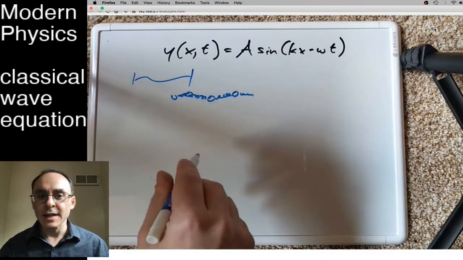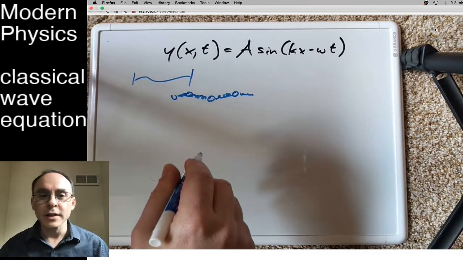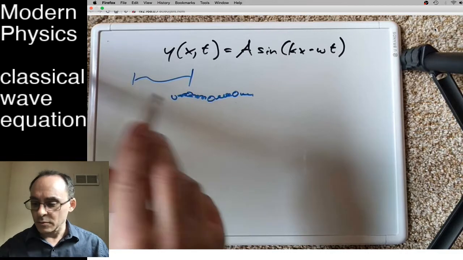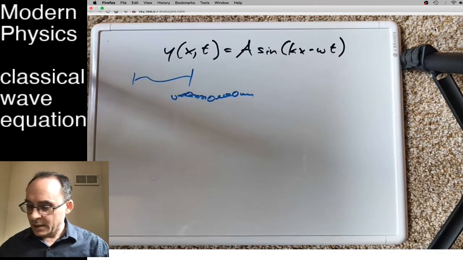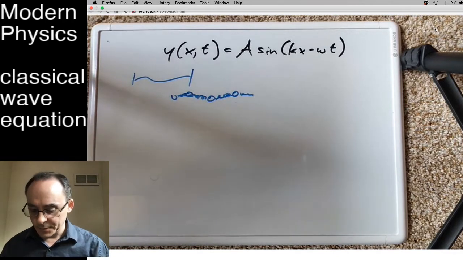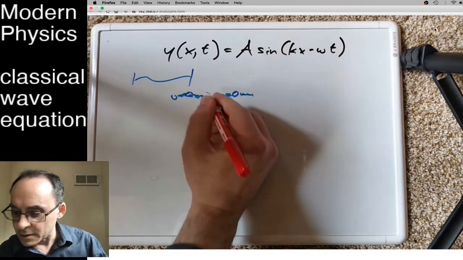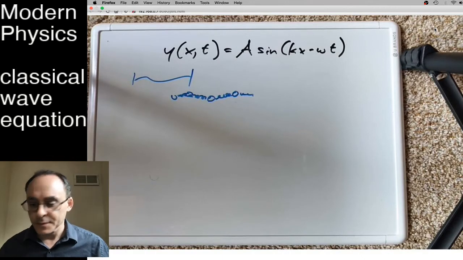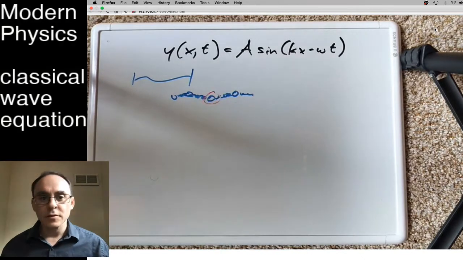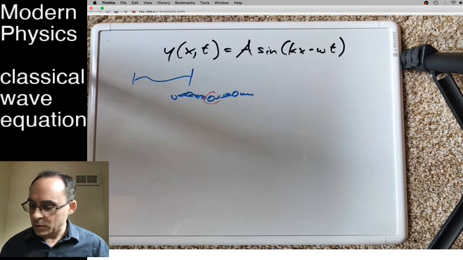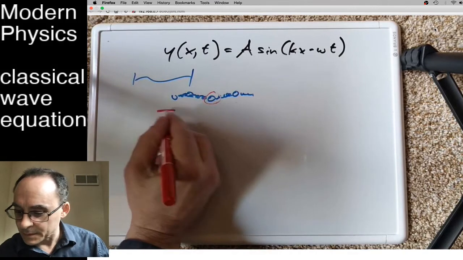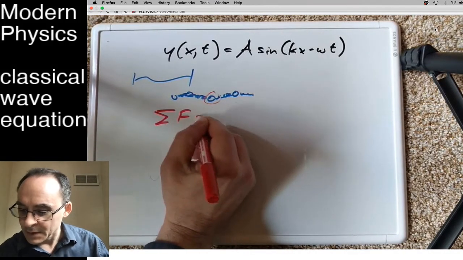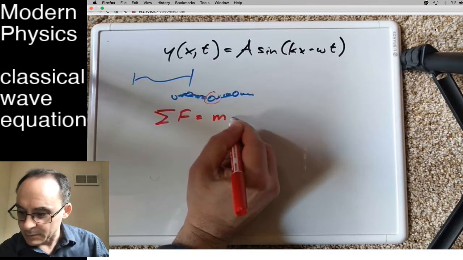So we have a bunch of little masses connected by springs, and the equation that we'll get this solution from is really just Newton's laws. We want to look at the forces on this particular mass and add them up. First we write down the right-hand side of Newton's laws: the sum of all forces is equal to the mass times the acceleration.